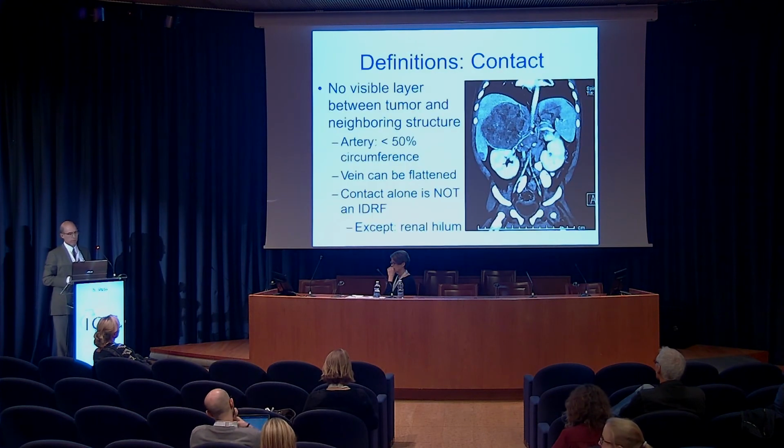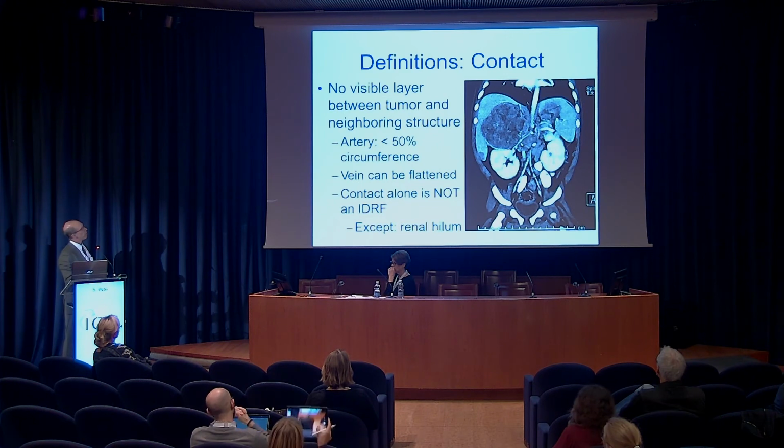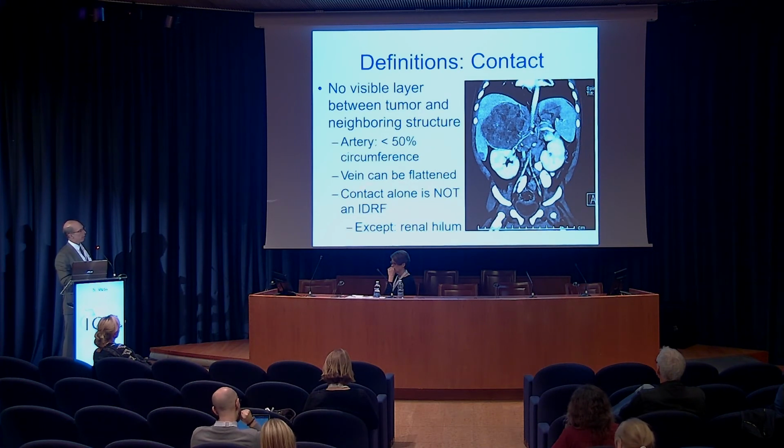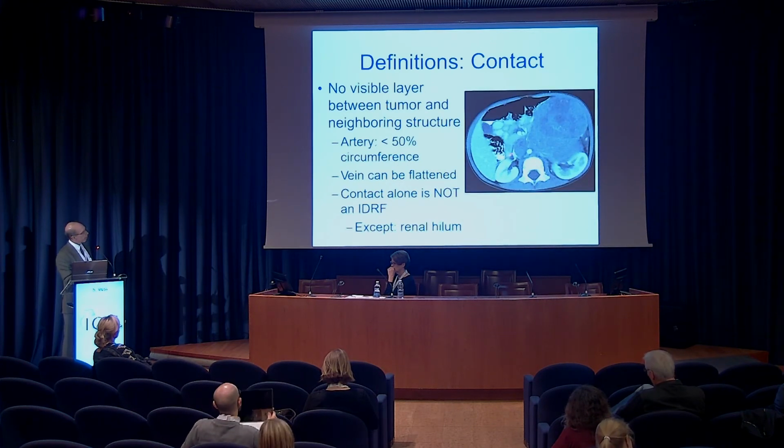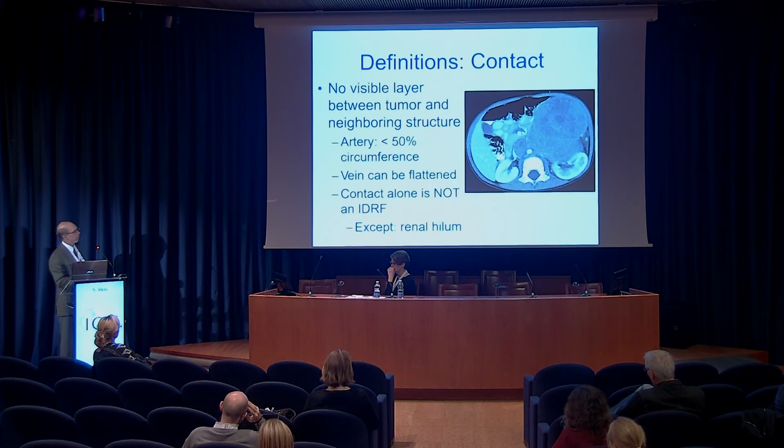So we need to do high-quality imaging to help our surgeons, help our oncologists, and arrive at these IDRFs. So contact, this is also important. Contact is where there's no visible layer between the tumor and the neighboring structure. Now, in some instances, contact alone is not an IDRF. If you've got contact against the kidney or contact against the liver, that in and of itself is not an IDRF. But if we have flattening of a vein, but you still see the lumen of the vein, that is also okay. The vein can be flattened, that's not considered an image-defined risk factor.